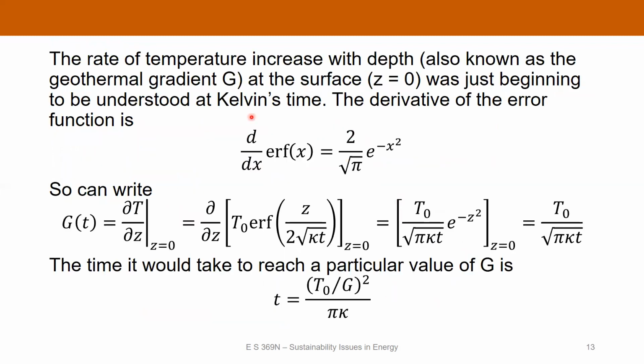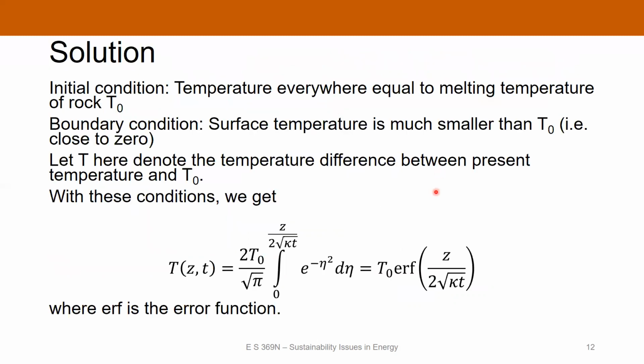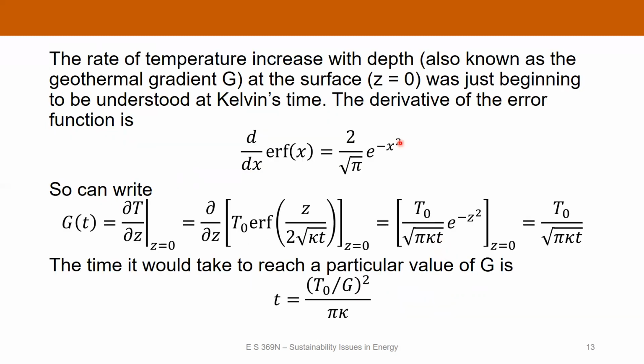Now, we can work out the time scale for the cooling of the Earth by considering the geothermal gradient. The rate of increase of temperature with depth is called the geothermal gradient, and we'll call that capital G. And we'll assume that at the surface, Z equals 0, that is a constant value. At Kelvin's time, they were just beginning to understand geothermal gradients, and this is how he went about it. So the geothermal gradient is the change in temperature with depth. If we go back to this expression here and take the first partial derivative with respect to Z, I'm just going to tell you what that answer is.